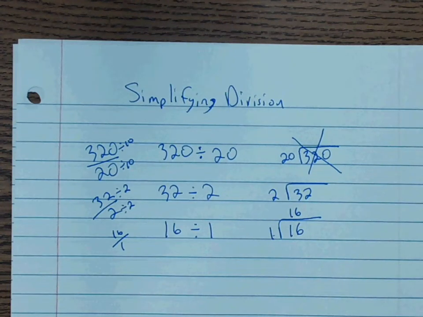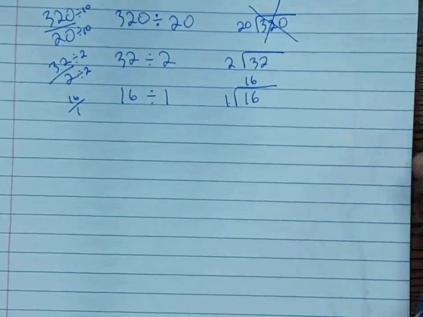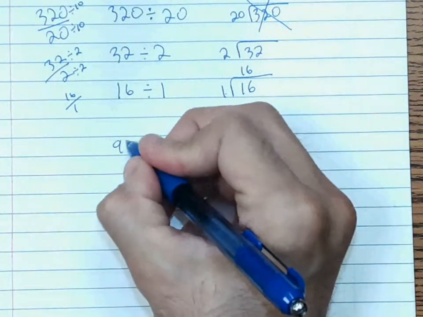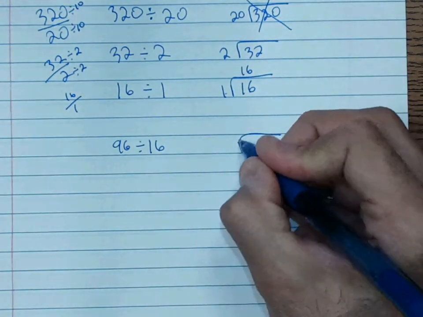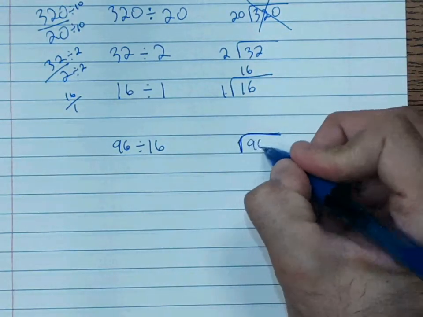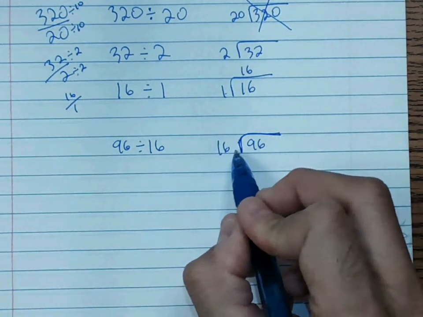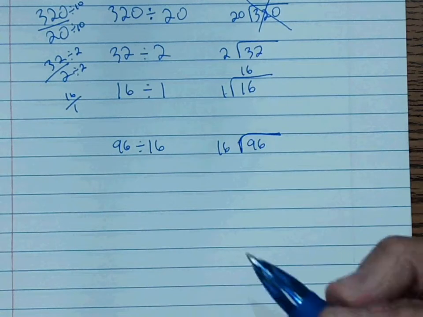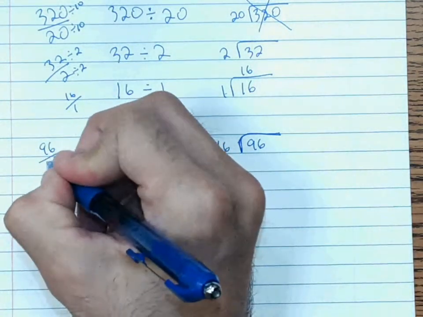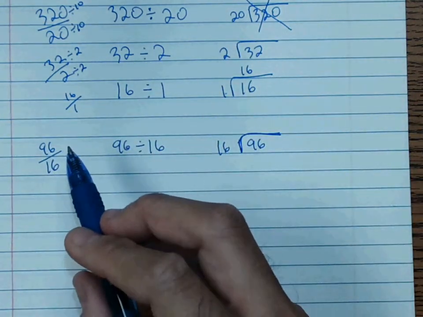That was an easy example. Let me show you one that might be a little tougher. So our next example will be 96 divided by 16. Okay, so 96 on the inside, 16 on the outside. Again, I don't want to count by 16s. I don't want to just estimate how many times 16 goes into 96. So I look at it, put it as a fraction if it helps. What's a common factor that both of those have?